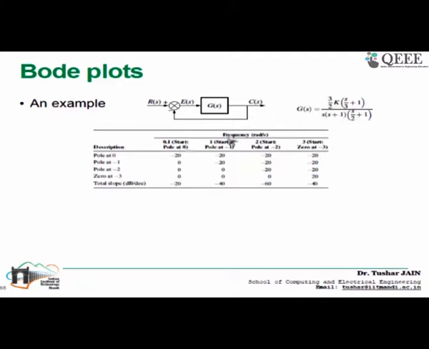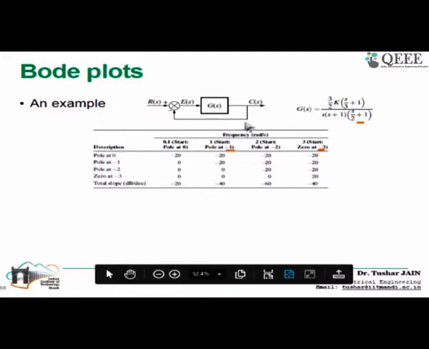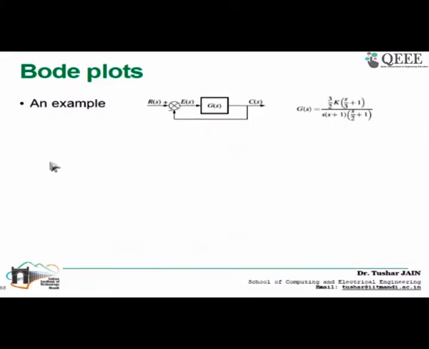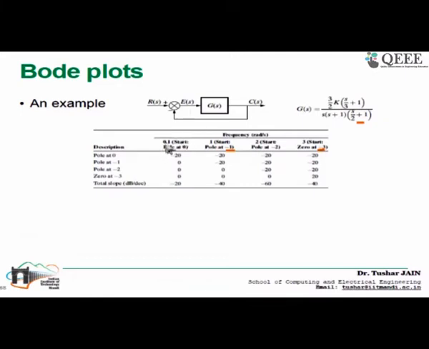So we make a table for drawing the magnitude response. We have a pole at 0, a pole at -1, a pole at -2, and a zero at -3. We put these in the columns, because the plot starts from 0.01. First we write the location of the poles and zeros, the values 1, 2 and 3. Then we go a decade behind this 1, which is basically 0.1.